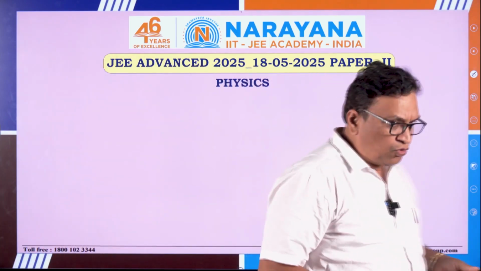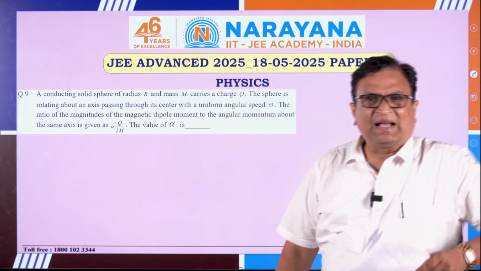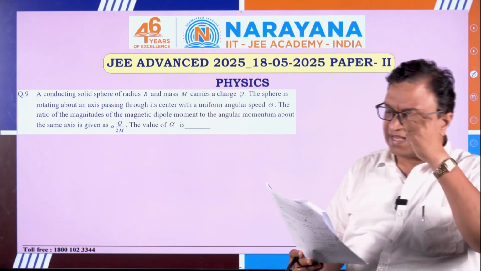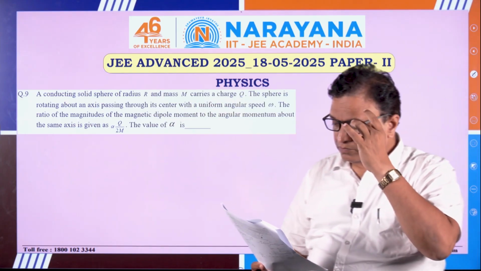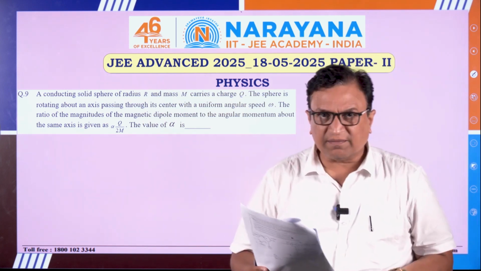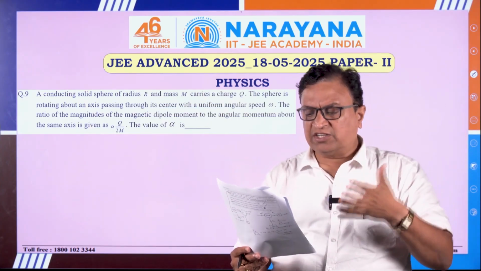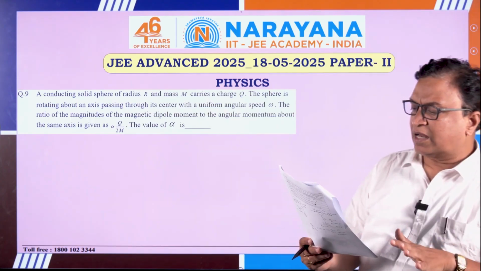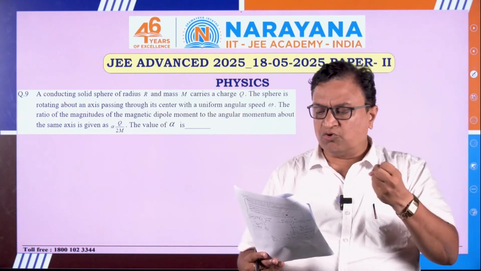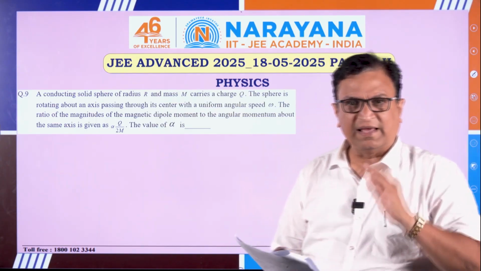Right. You go with the first question, which deals with magnetics. A conducting solid sphere of radius r and mass m carries a charge q. The sphere is rotating about an axis passing through its center with an angular speed omega. The ratio of magnitudes of the magnetic dipole moment to the angular momentum about the same axis is given as some alpha times q by 2m. A lot of people will make one mistake here, that I will explain clearly.